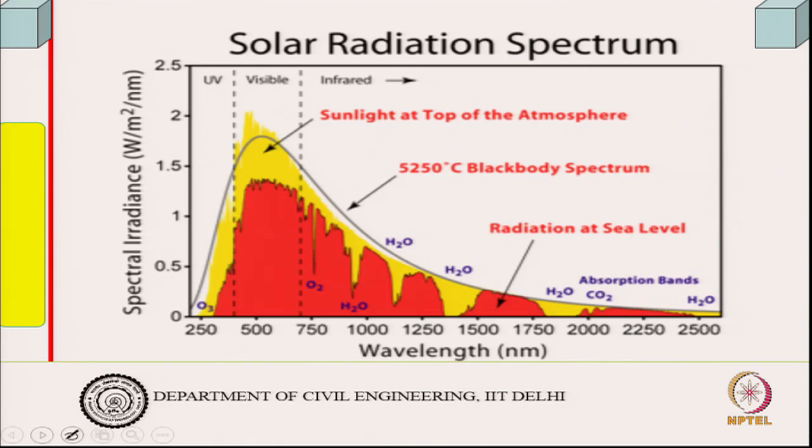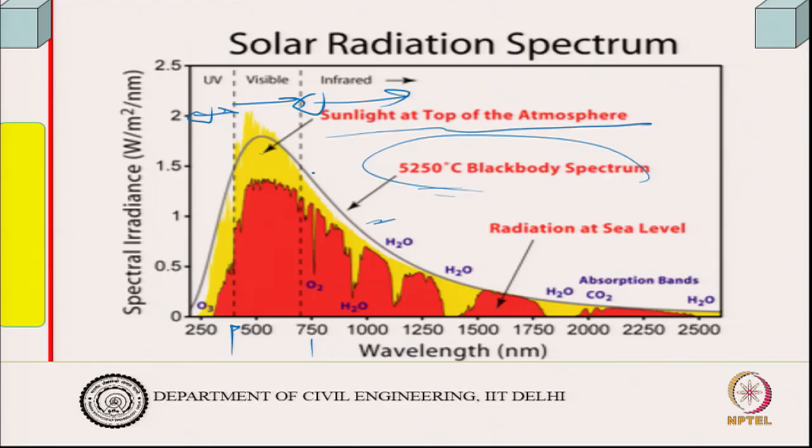And if I look at the sun's radiation, this is ultraviolet, this zone is visible, and this is infrared. This is the average black body spectrum at 5250. So, sunlight at the top of the atmosphere is something like this, and this is at sea level, because there will be a lot of absorption in the atmosphere. So, that is the sun's energy. The peak is around the visible range, which is why you see it.